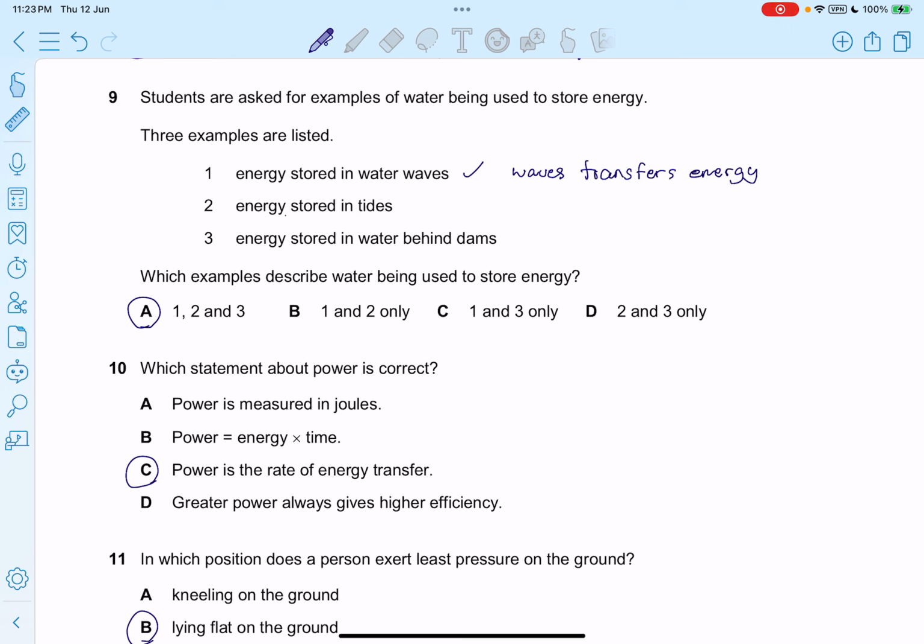And for number 2, energy is stored in tides. This is also correct because during high tide, it gains some gravitational potential energy, and at low tide, there's less gravitational potential energy. So 2 is also correct. 3, energy stored in water behind dams. This is the mechanism that we use to generate electricity. So all 3 of them are correct. So the correct option is A for number 9.